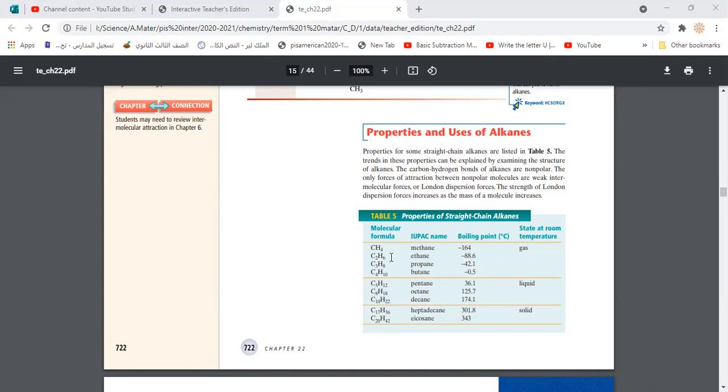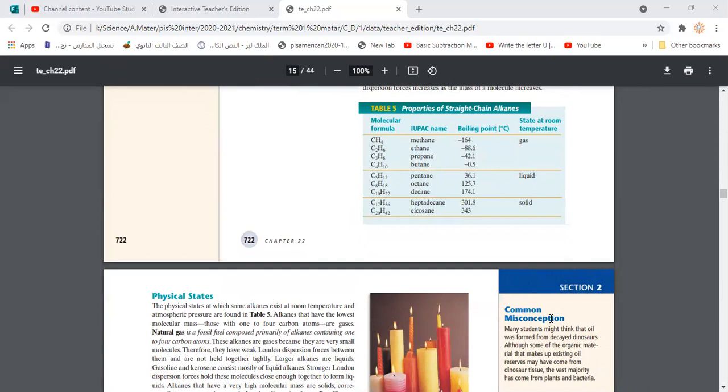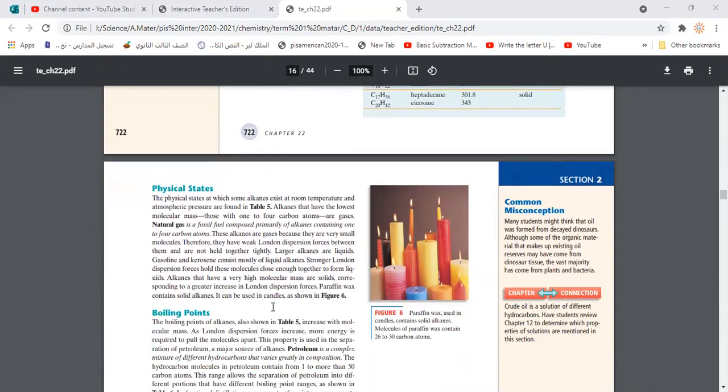Also, you can find that with a few carbons, up to 4 carbons, they are gaseous at normal room temperature. More than 4, up to 10, they are liquid. More than 10, they are solid at room temperature. So here it represents the idea that the properties change regarding the number of carbons found in the hydrocarbon chain.